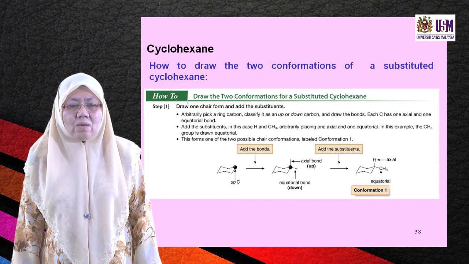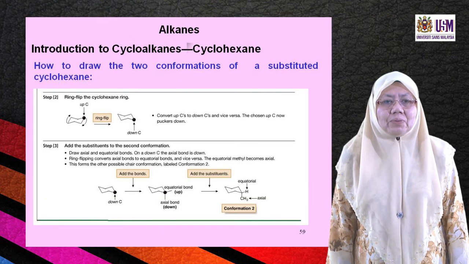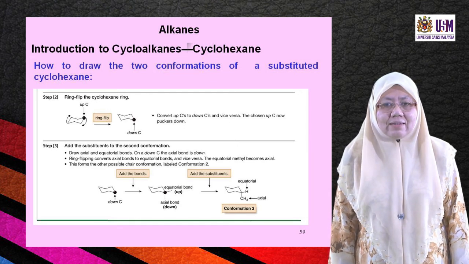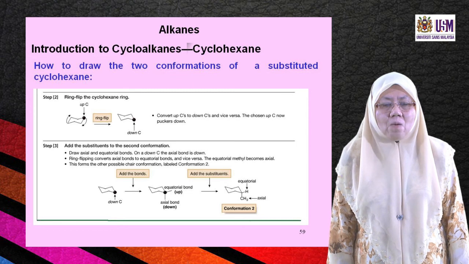This forms one of two possible chair conformations labeled conformation 1. In step 2, we do a ring flip. When the ring is flipped, that means we convert the up carbons to down carbons and vice versa. The chosen up carbon now puckers down.